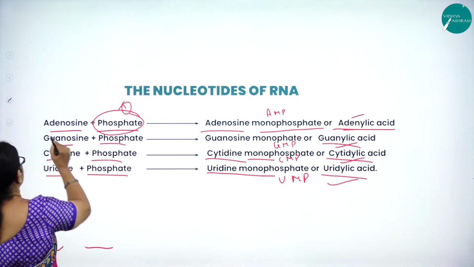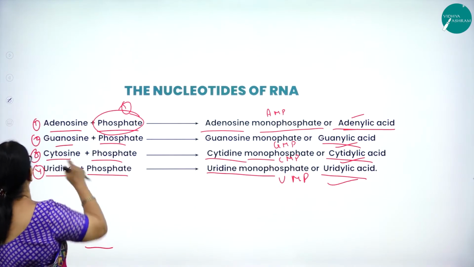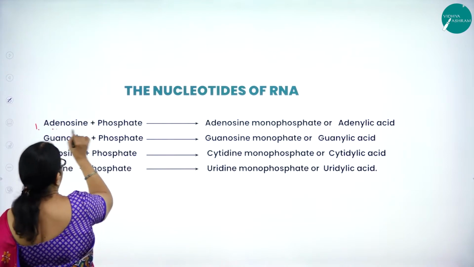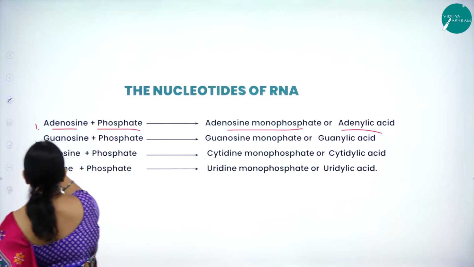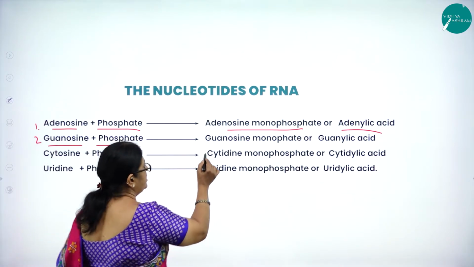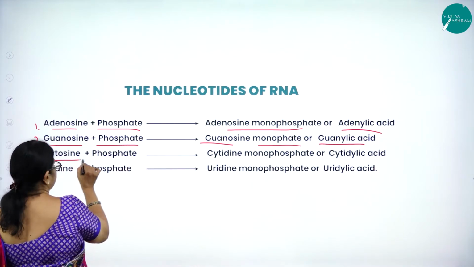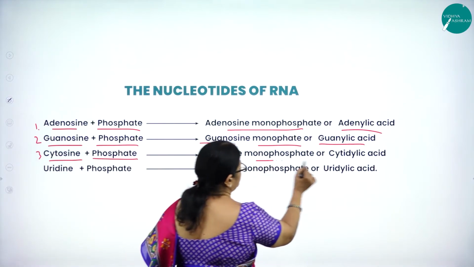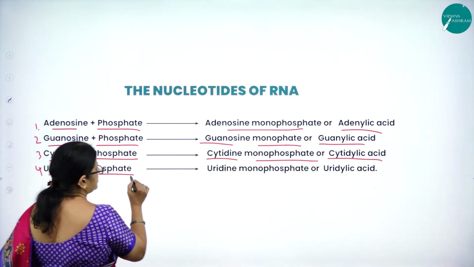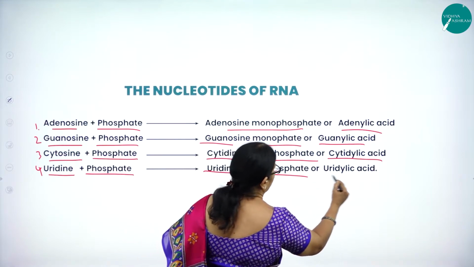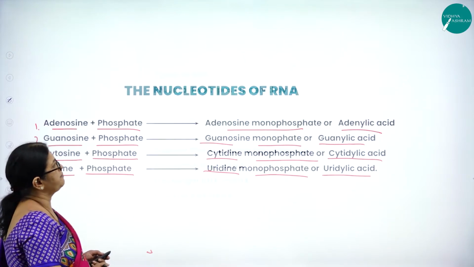So these are the 4 nucleotides of RNA. What is the first one? Adenosine phosphate, AMP or adenylic acid. Second one, guanosine plus phosphate, guanosine monophosphate or guanylic acid. Third, cytosine plus phosphate, cytidine monophosphate or cytidilic acid. Fourth, uridine plus phosphate, uridine monophosphate or uridilic acid. So these are the nucleotides of RNA.